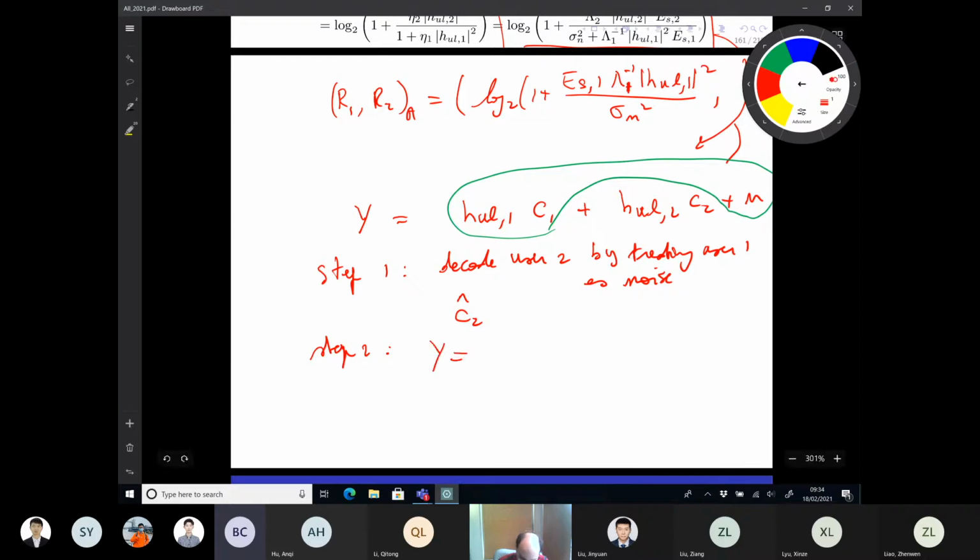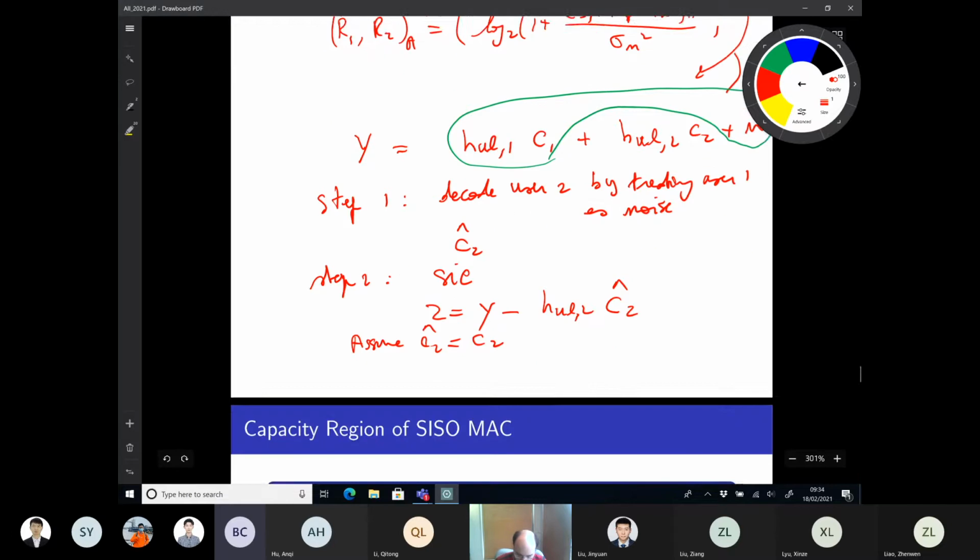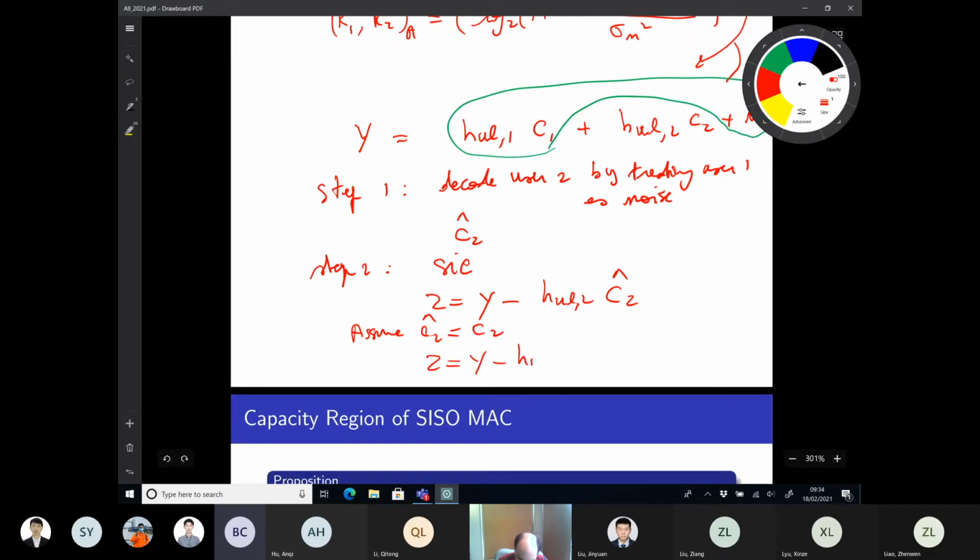Then, second step, I do SIC. So I do Z equal to Y minus H uplink 2, since I know the channel at the receiver, times C2 hat. And now assume C2 hat is equal to C2, I perfectly decoded C2. So I have Z equal to Y minus H uplink 2 C2, which is now H uplink 1 C1 plus some noise. Now I'm left with a system model where C1 is alone in the system and does not see any interference. So here I will have a rate of user 1 that is log2(1 + SNR).